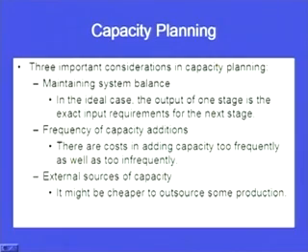The second important consideration in capacity planning is the frequency of capacity additions. There are costs in adding capacity too frequently as well as too infrequently. So we have to plan at what moment of time and how much capacity needs to be added. For example, we have seen how capacity requirements change with the change in the quantity of demand, quality of demand, and timing of demand. We have to decide what type of capacity is required, how much, at what moment, and at what location. All these points we have to bear in mind.